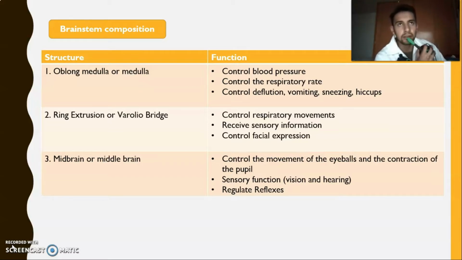Now the third one is the midbrain or middle brain, and its function is to control the movement of the eyeballs and the contraction of the pupil. It regulates reflexes and it has sensory function. I mean the vision and the hearing.